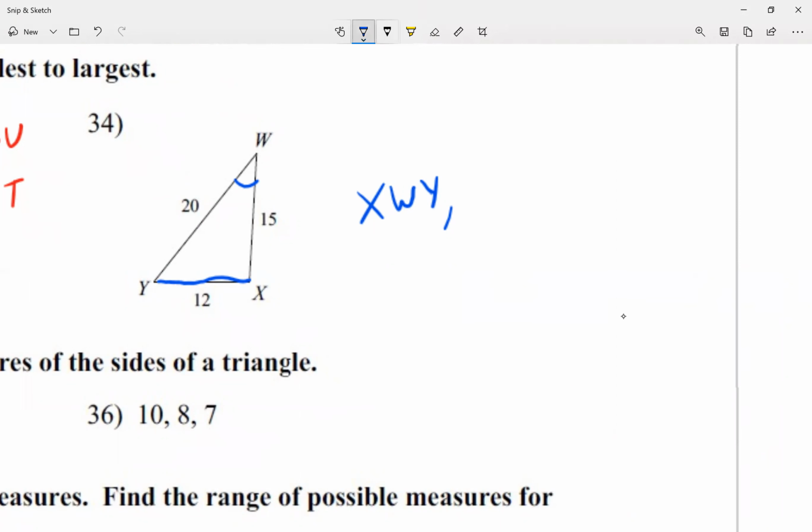The medium side, I'm going to say it's 15. And that is opposite to this angle. Okay, so I'm going to use three letters for that angle as well. I'm going to use all three letters, but Y is in the center. So let me call this W, Y, X. All right, there's three ways on how to write this. That's the way I chose. You can choose whichever one you want.